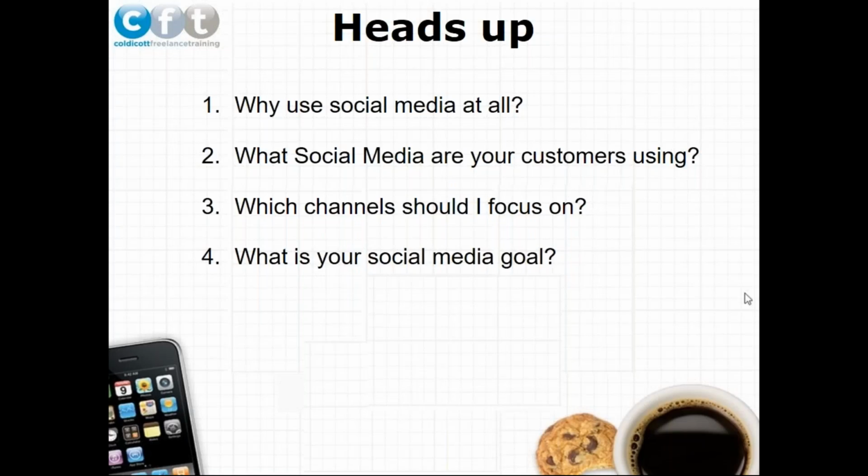So what we're going to be covering are, first of all, a few facts and figures around the different social media channels, how to choose the right channels for your business, and some of the demographics for the most popular social media channels. We'll also have a look at a little bit covering your social media goals as well, and starting to think about that so that you can create your own social media strategy.